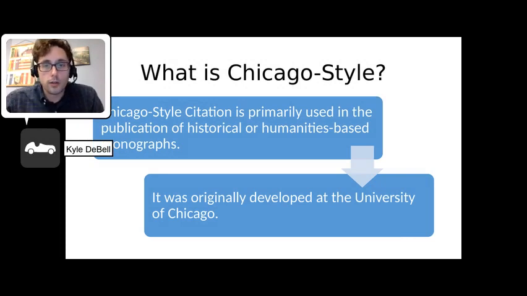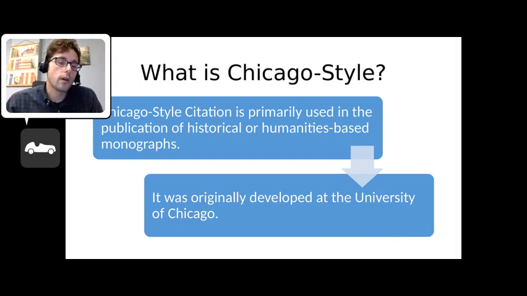So what is Chicago style? Simply put, it's the style of citation used primarily for the publication of historical books, journal articles, things like that. It's also used for a lot of other humanities-based disciplines, religious studies, philosophy, things of that nature.